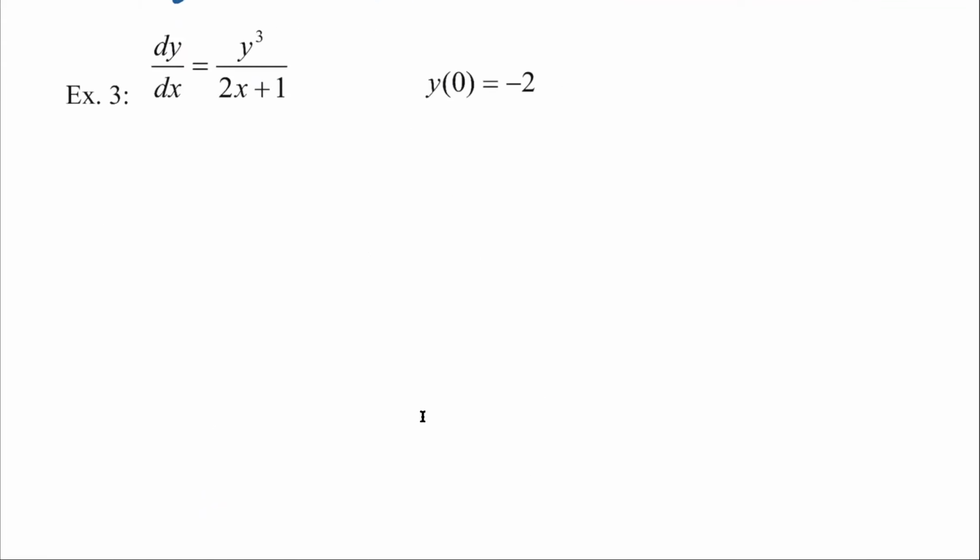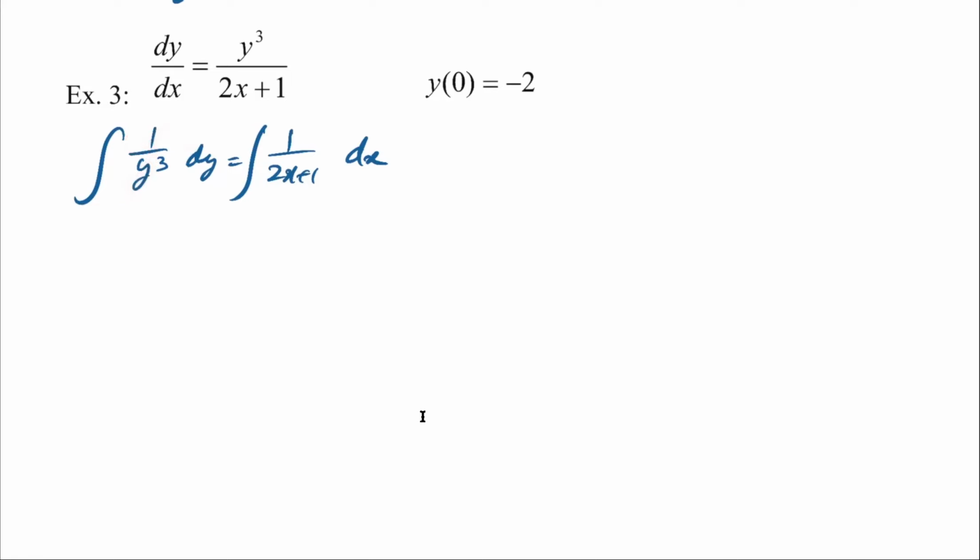So this is separable. Okay, so we got dx over here. We got a function of x, and we got a function of y. Ooh, they're both in the denominator, aren't they? All right. So we got 1 over y to the third dy is 1 over 2x plus 1 dx. We're going to integrate both sides.